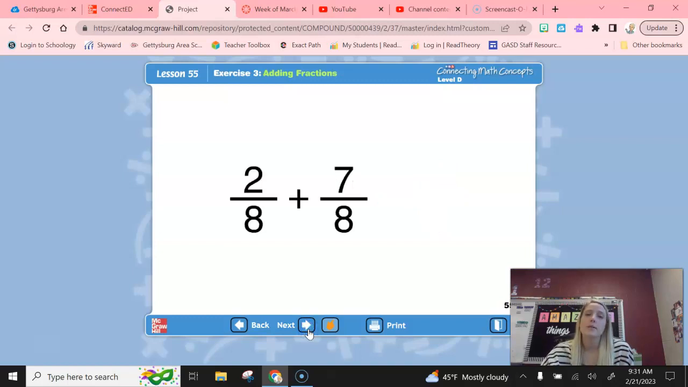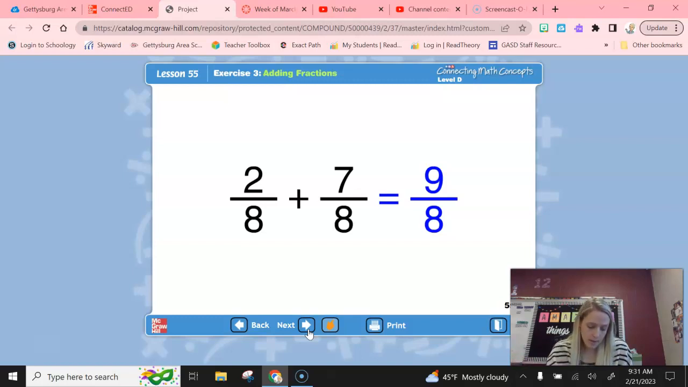How about this one? Do they have common denominators? Yes, they do, of 8. That means we can add the numerators and keep the denominator the same. So 2/8 plus 7/8 is how much? You should have said 9/8. Again, 9/8 is an improper fraction, so I would be requiring you to put that in mixed number form.